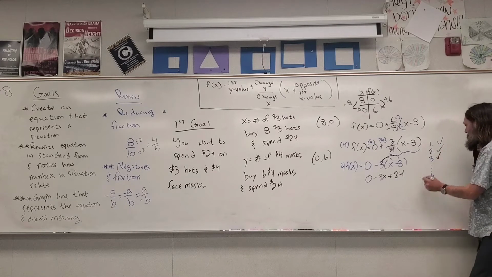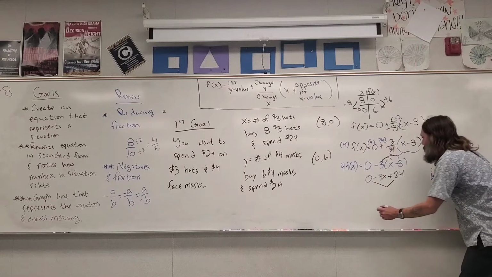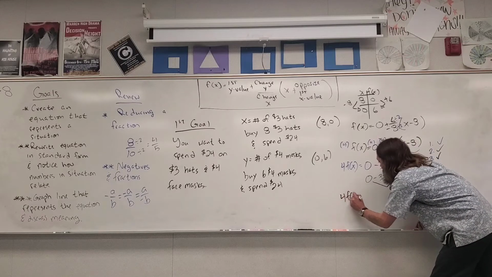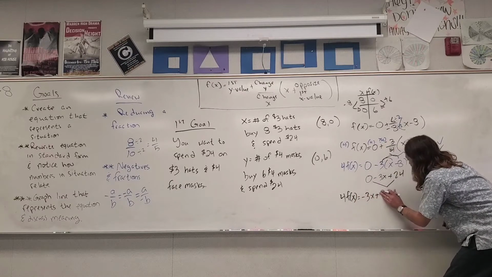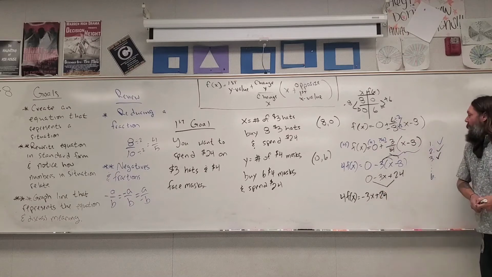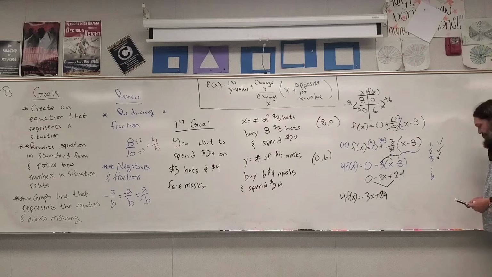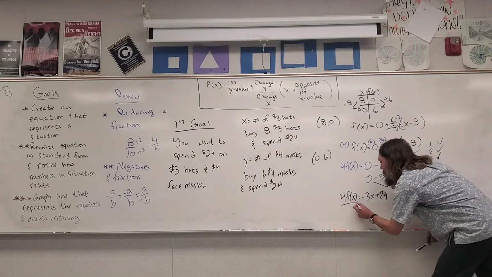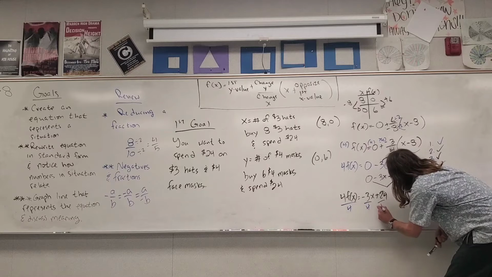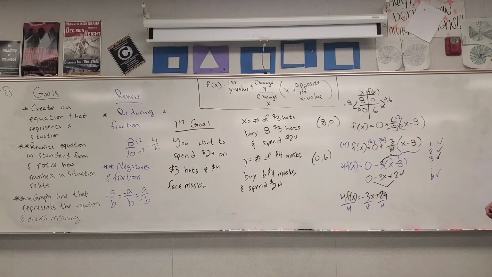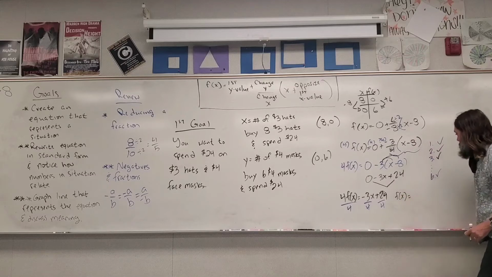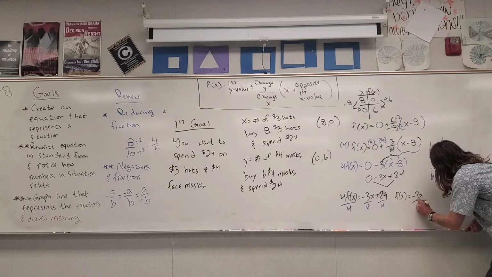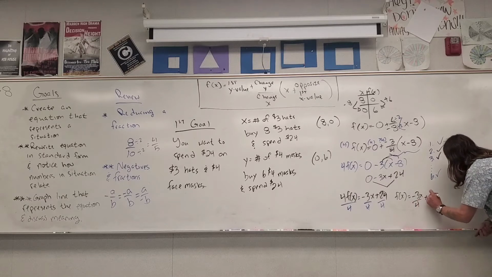I'm going to combine like terms. 0 plus 24 is 24. And I get 4 f of x equal to minus 3x plus 24. I'm going to divide out the 4 in my last step. And I'm left with the following: f of x is equal to minus 3x over 4 plus 6.